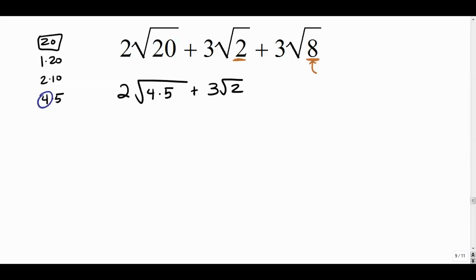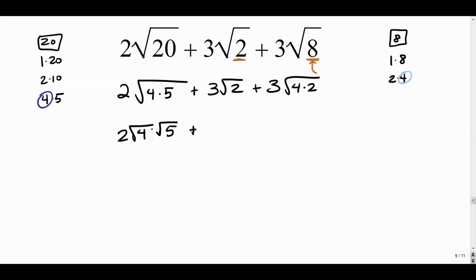Plus 3 radical 2, that can't change. Plus 3, and then I want to break radical 8 down into something. Well, the factors of 8 are 1 times 8, 2 times 4. Again, we've got ourselves a perfect square right there, so that's a pretty good indicator that that's what you want to use. So break 8 down into 4 times 2. So here we go, 2 times radical 4 times 5, plus 3 radical 2, plus 3 times radical 4 times radical 2.